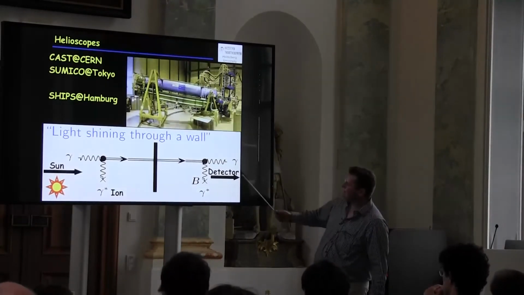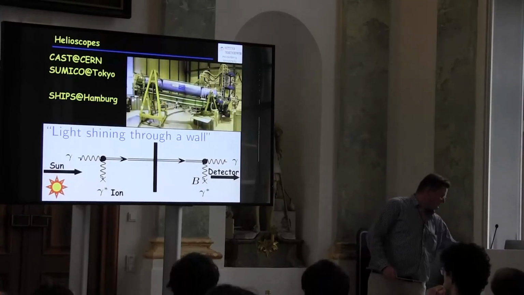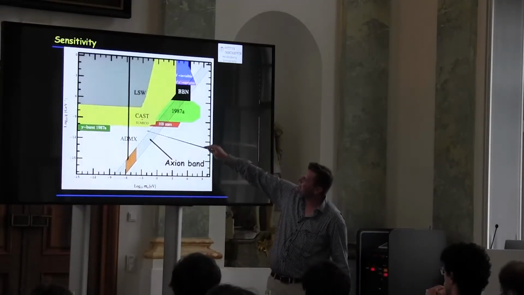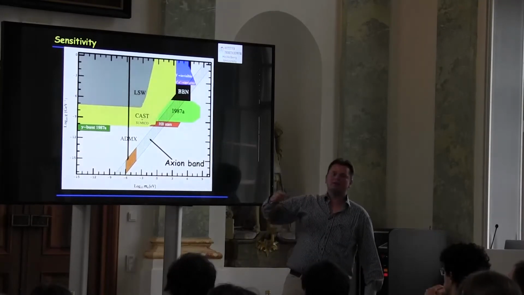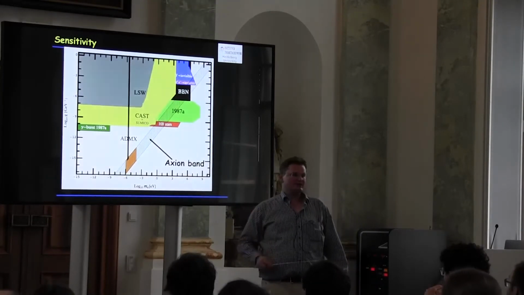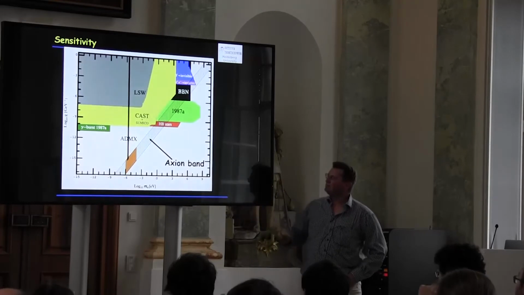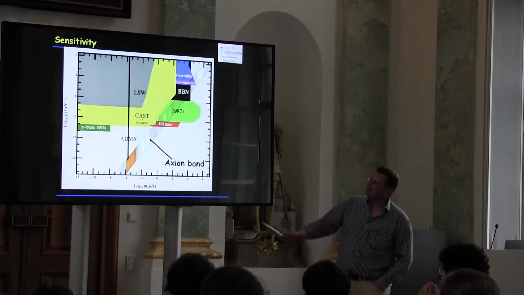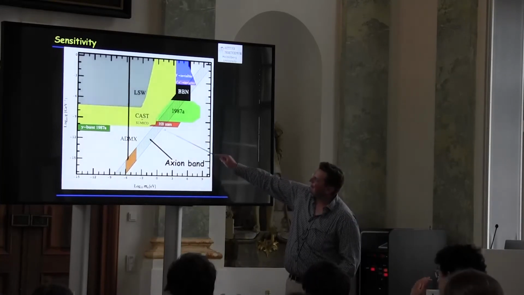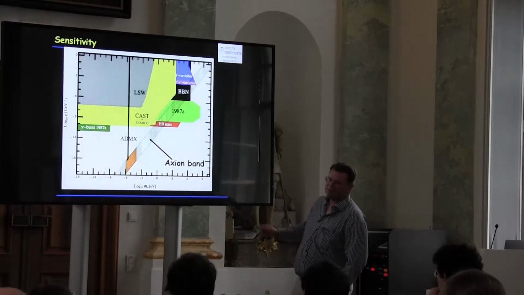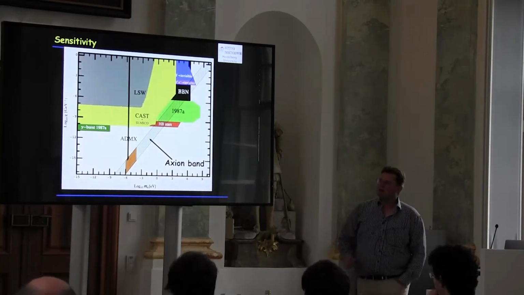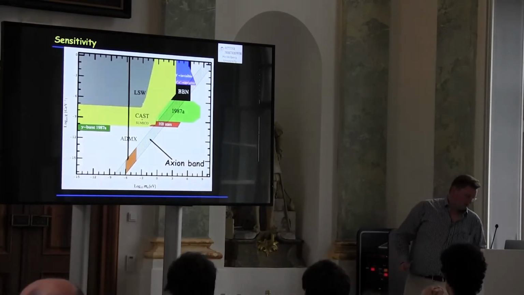And indeed, it turns out to be quite powerful, because now this CAST experiment really goes a little bit beyond this 1 over 10 to the 10. So it's really starting to beat these energy loss arguments. It still has a little bit of trouble reaching the axion band mass-wise, but that is also improving.